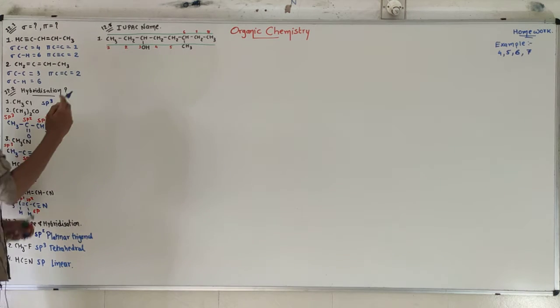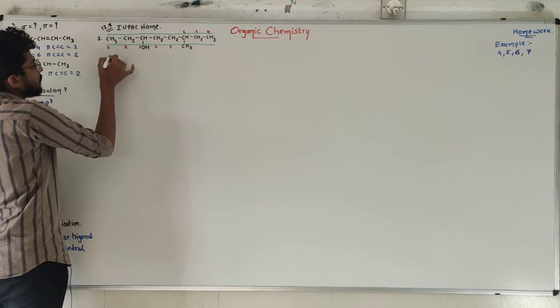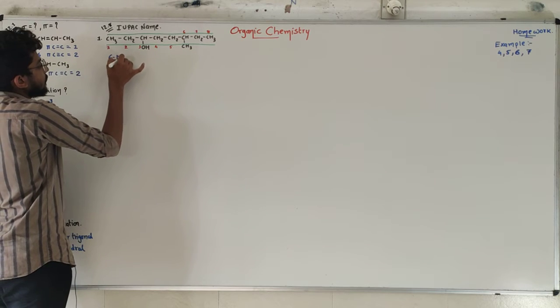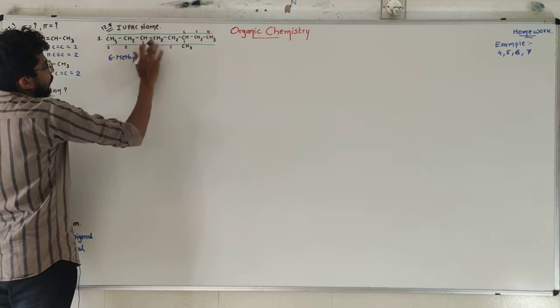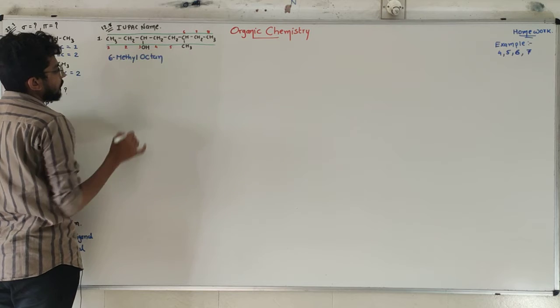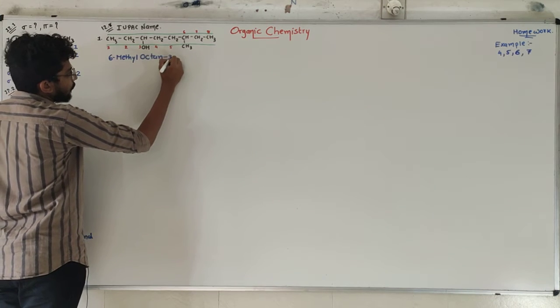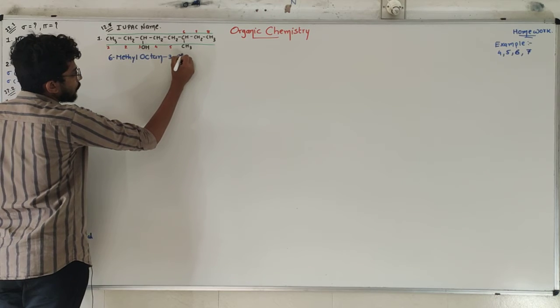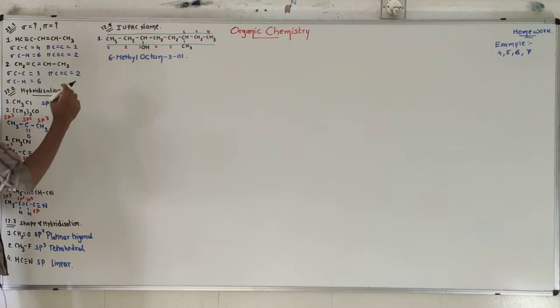So the name will be, the substituent group will be in the front. So 6-methyl. Okay, 8 carbons, that's why octane, not octane with E, octane with the 3-OH. So 6-methyloctan-3-ol. That will be the name of the first compound.